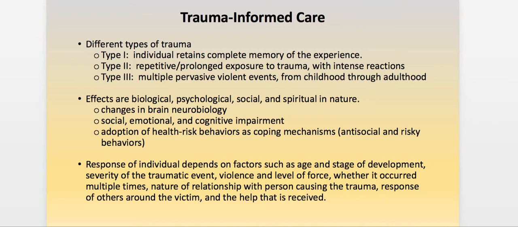Type 2 is really more about repetitive and prolonged exposure to trauma with intense reactions, and these might be kids that are in abusive homes or women who have been in abusive relationships. Perhaps like living in a community where they're living in a war zone, for instance. Although I think that almost fits more with type 3, which is these multiple pervasive violent events from childhood through adulthood.